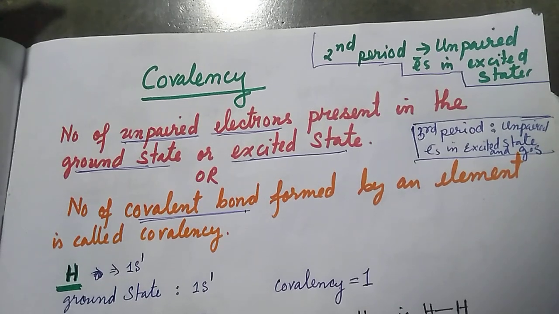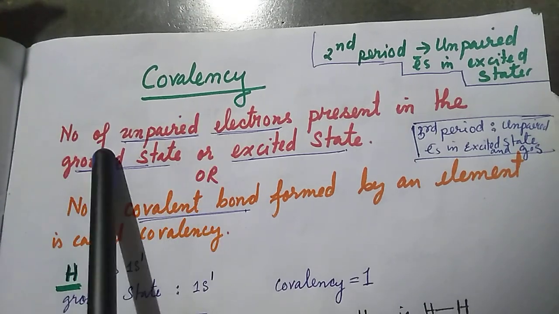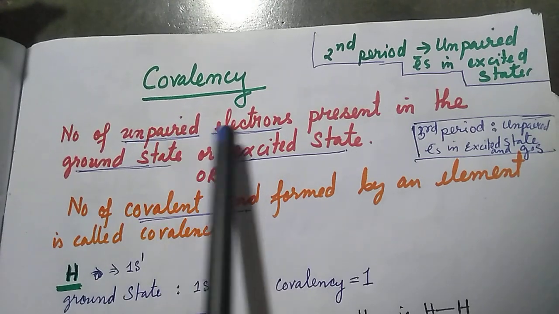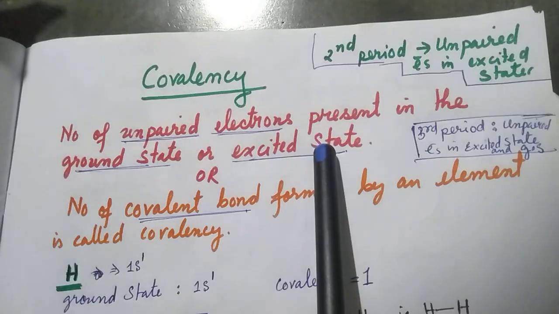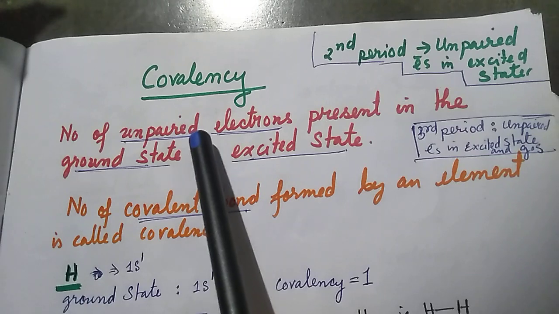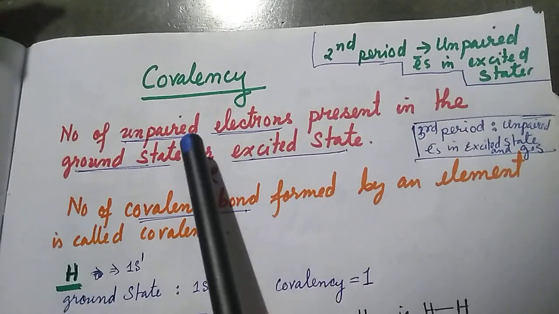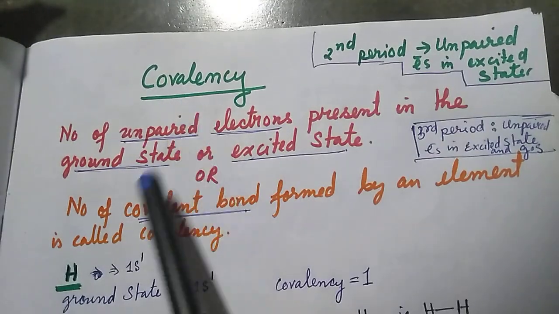Hello everyone, in this video I am going to discuss covalency. Covalency means the number of unpaired electrons, that means the number of single electrons present in the ground state or excited state. So we are going to find out the unpaired electrons either in the ground state or excited state, and the number of unpaired electrons that is present will be your covalency.